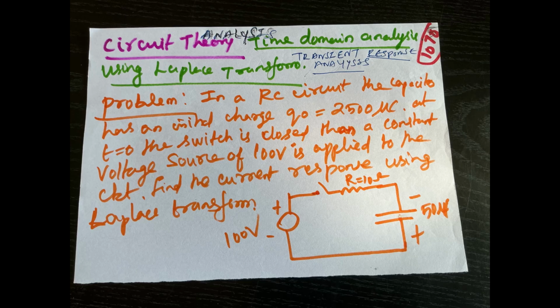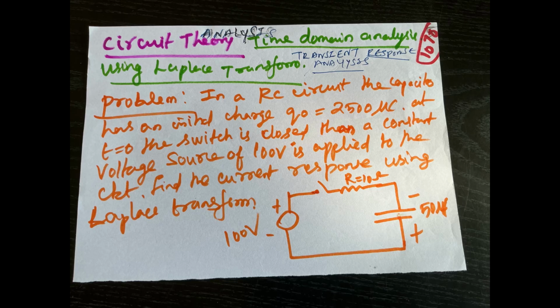Question problem. In an RC circuit, the capacitor has an initial charge Q0 of 2500 microcoulomb at t equal to 0. The switch is closed. Then a constant voltage source of 100 volt is applied to the circuit. Find the current response using Laplace transform. Switch is closed, Q0 is 2500 microcoulomb, RC circuit, voltage supply 100 volt.